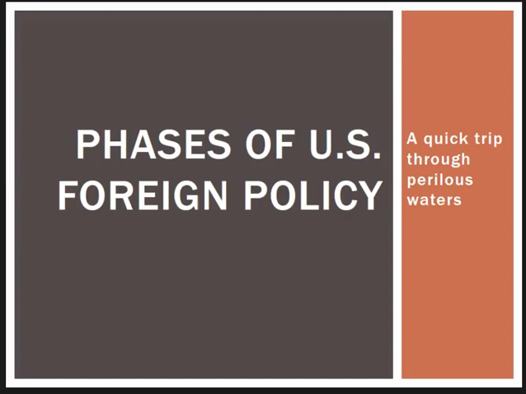Well, ladies and gentlemen, today we are going to go through the phases of U.S. foreign policy. And if you look at your handout, you will notice that there are three things that we're going to say about each of the 8 phases of foreign policy that I'm going to talk about today. We're going to talk about ideological underpinnings, important documents, and important events.